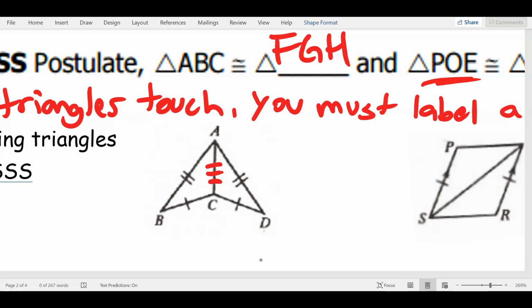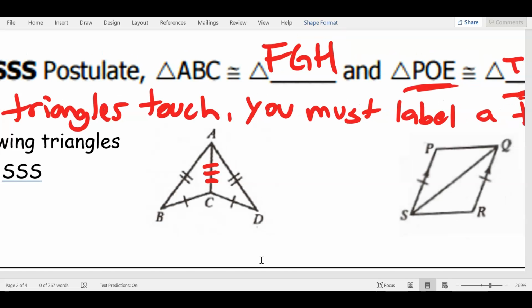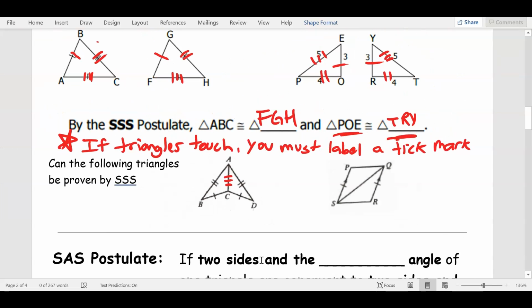Everyone wrote it down. Now, you tell me, is this side, side, side? Yes or no? Okay, there's 1 tick mark, there's two tick marks, and they share the third tick mark. So yes, that's SSS. Go ahead and put yes next to that. Can the following be proven by SSS? Yes, yes, yes. Now, what do I need to label on this one?